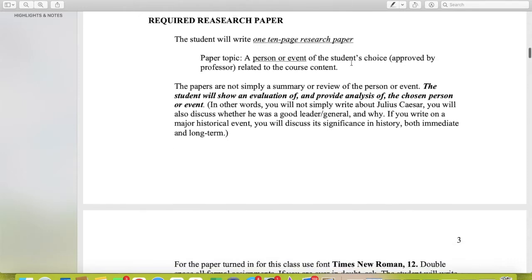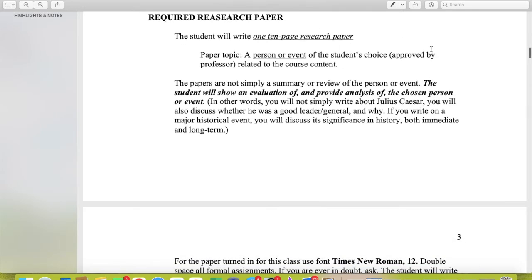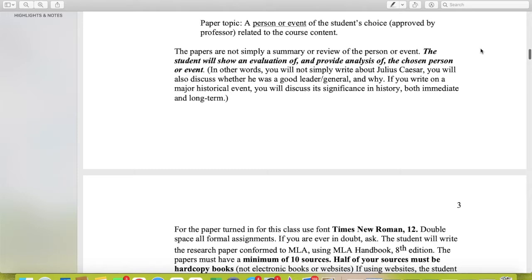Required research paper. You will write one 10-page research paper on a person or event of your choice within the time period from the beginning until the Middle Ages. It has to be approved by me, and it's got to be related to the course content. So again, if you're fascinated with World War II, you can't write about World War II. It's from the beginning until the Middle Ages. Save your World War II paper for World History 2.